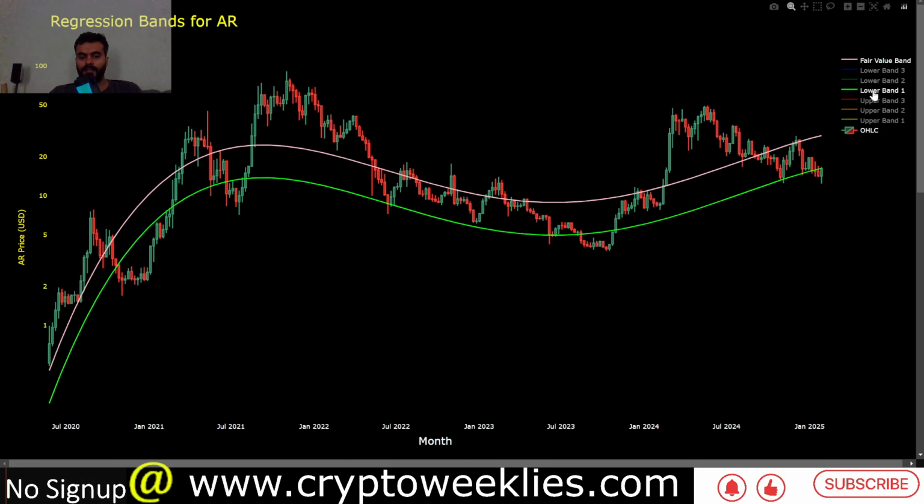Similarly, a decent buy zone in the bear market is below the one standard deviation residual applied to the fair value, below this green line, to identify the great buy zones. Again, we are currently in one of those, below $16.20.